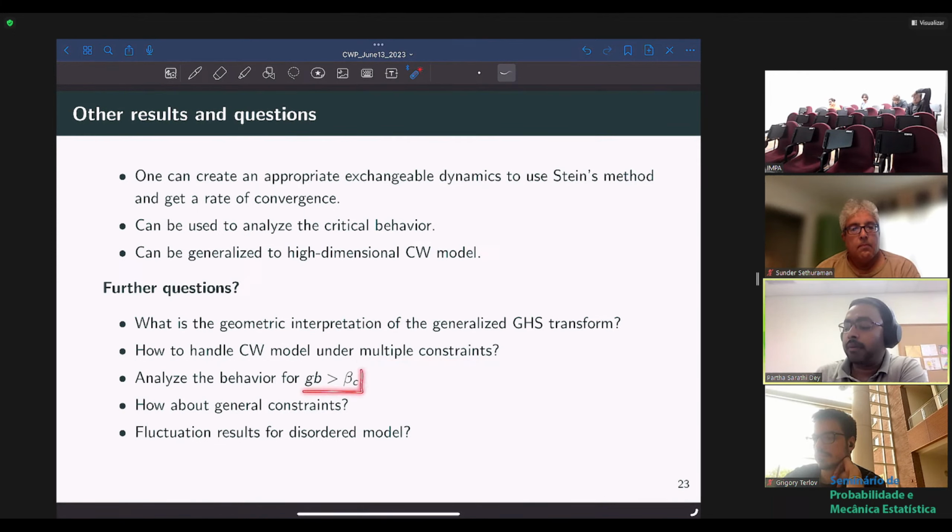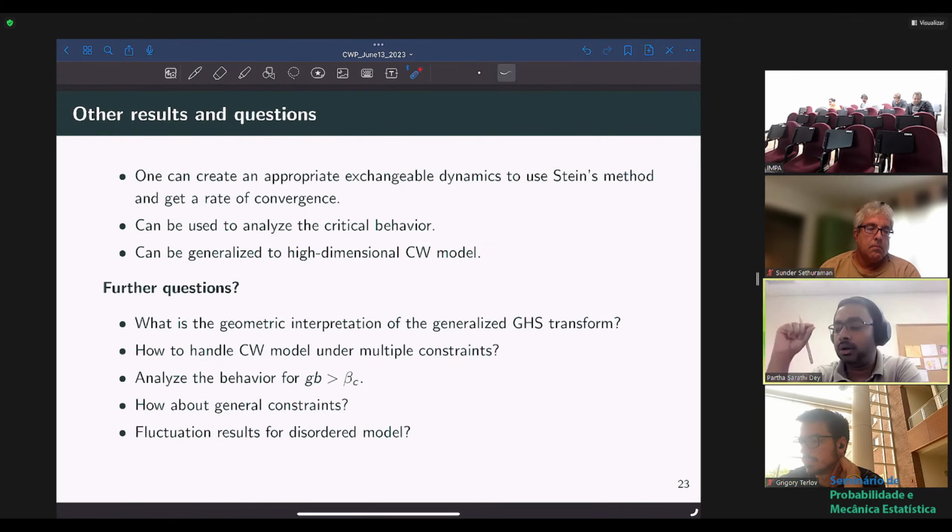Now the question is, what happens for beta bigger than beta c? Right now, we can prove that if beta is bigger than beta c, the optimizer is away from 0. So there is an open set around 0 such that the optimizer is out of that set. But we really don't know whether it's concentrated on exactly 2 points modulo sign symmetry.